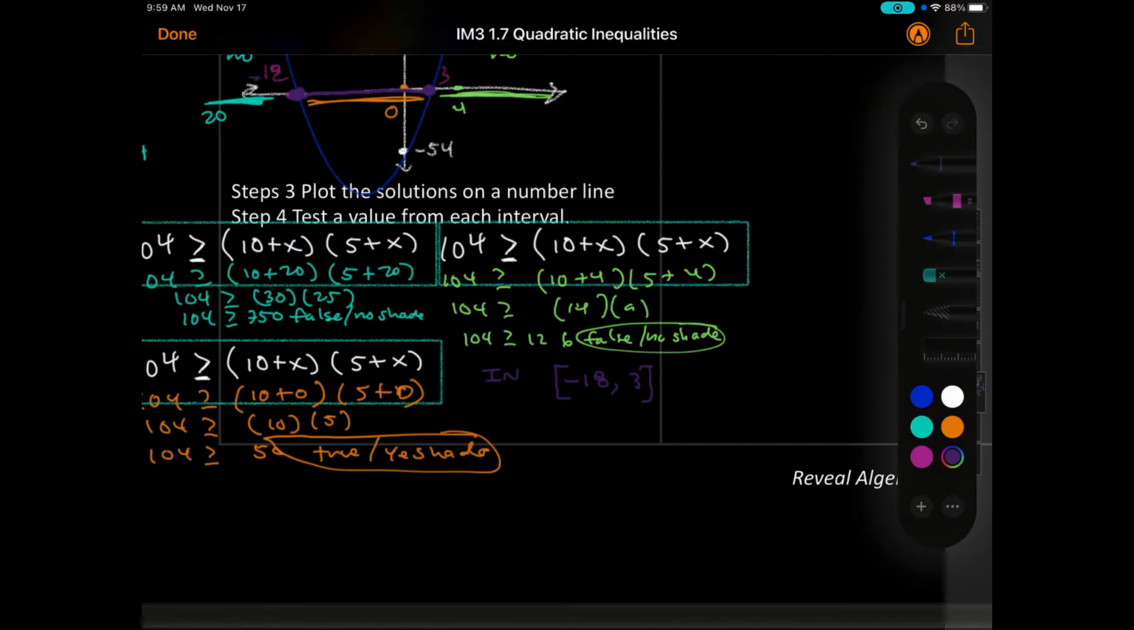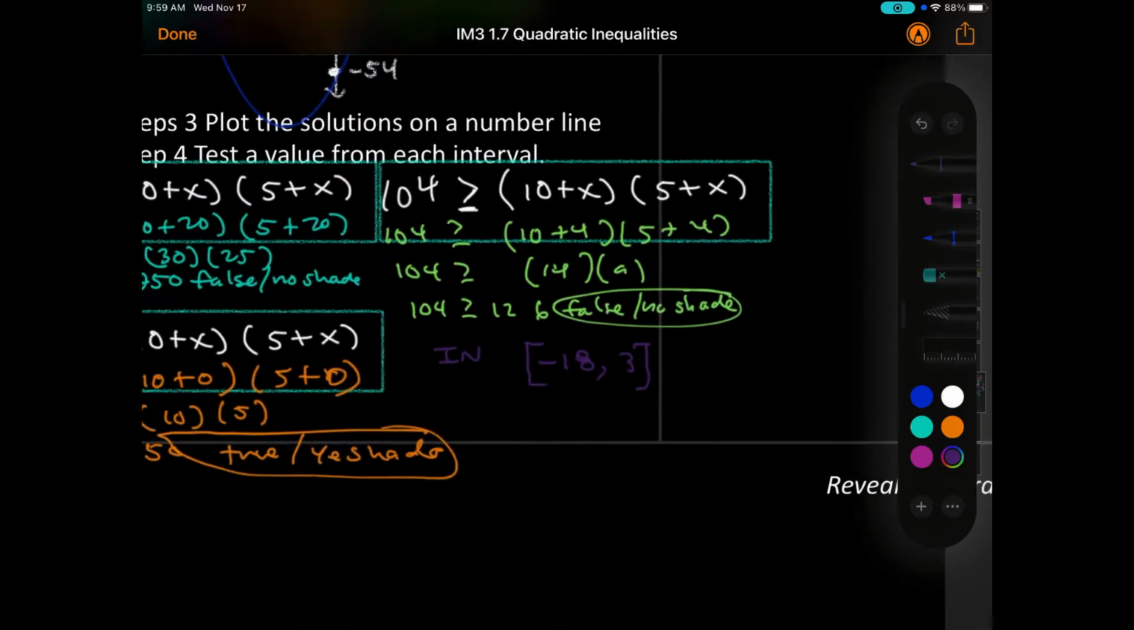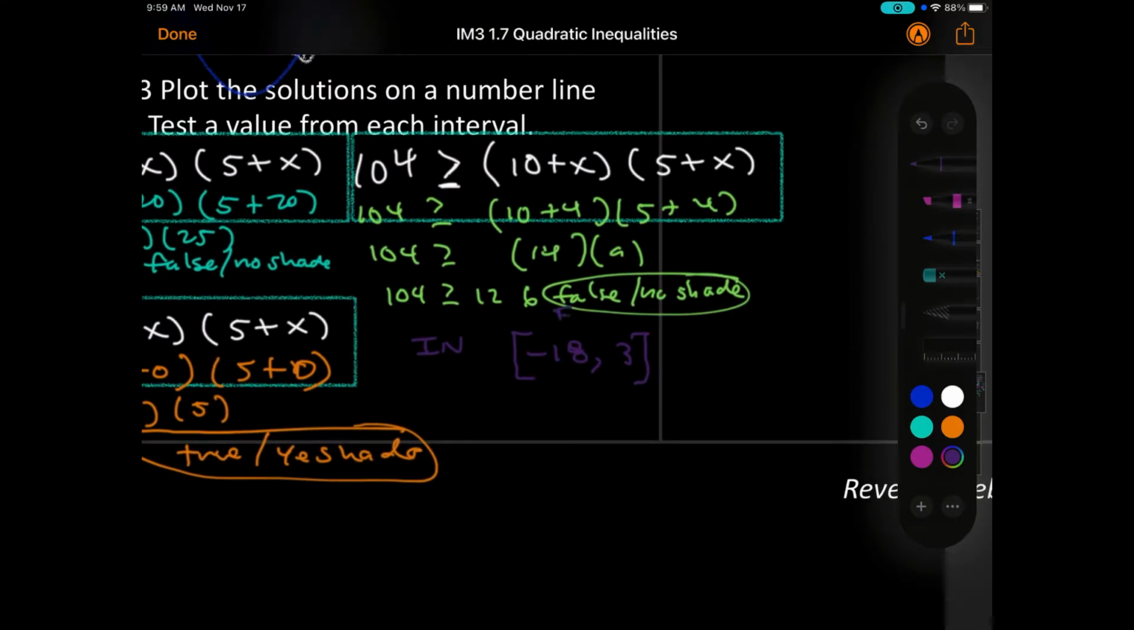That should have been -18. But because it's a closed circle, it's a bracket. Now this is kind of weird. I'm going to label this my fake answer. It's a fake answer because it is an answer to the algebraic, but it is not a real answer to the real world. Okay, let's think about this.